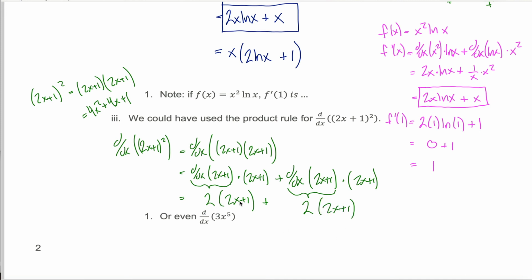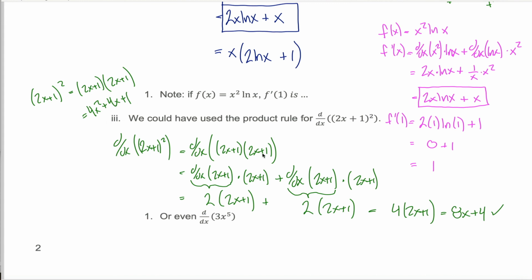I got 2 of these 2x plus 1s plus 2 more of these 2x plus 1s. So I got 4 of these 2x plus 1s. Or if you really don't like parentheses, distribute the 4 through and you get 8x plus 4, which is the exact same answer we got before when we took the derivative of this thing. Maybe you can see the 8x plus 4 over here.